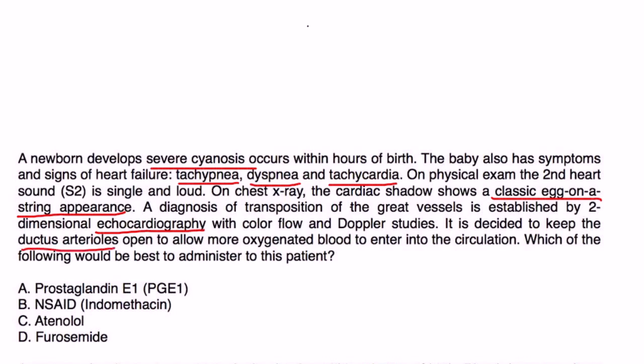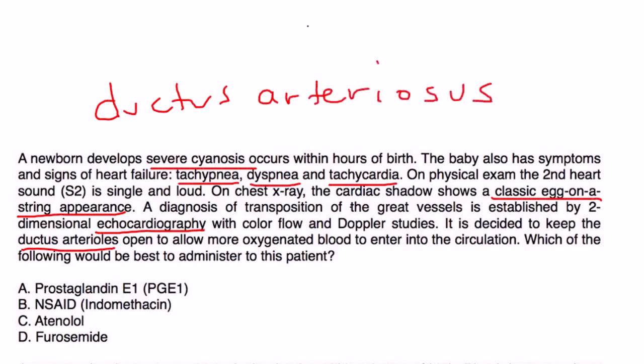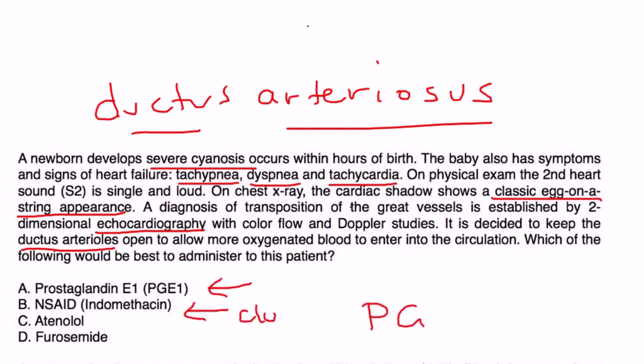I think this should say ductus arteriosus, but a little bit of a typo there. Well, basically they're saying they want to keep that ductus arteriosus open, and you do that with prostaglandin. Interestingly, choice B would actually close it, so you wouldn't want to do that. So choice A.